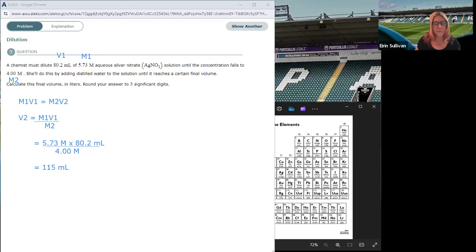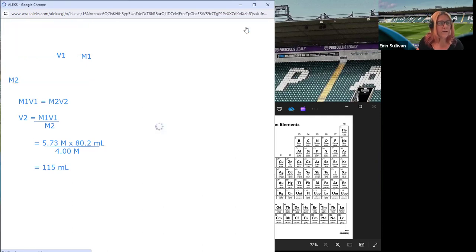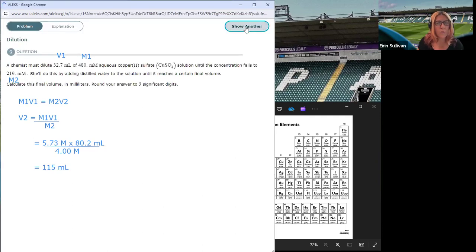So just make sure you can pick out the question, what is dilute, what is stock. You may even have some variations where you have to back calculate what the stock is, or how much of the stock you need.